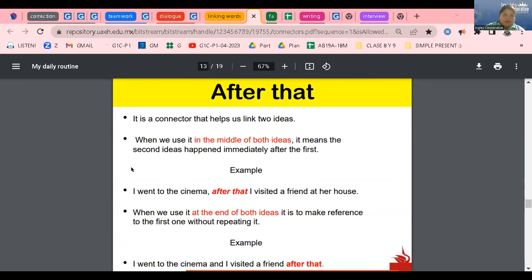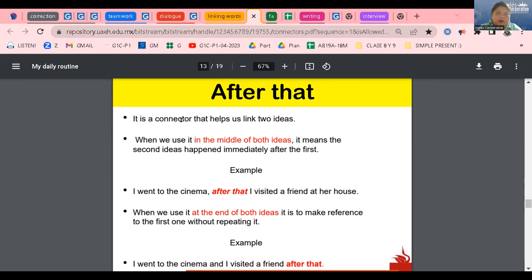Okay, so we continue with after that. Let's see, help us with this one. Daniel, help us after that. It is a connector that helps us link two ideas.